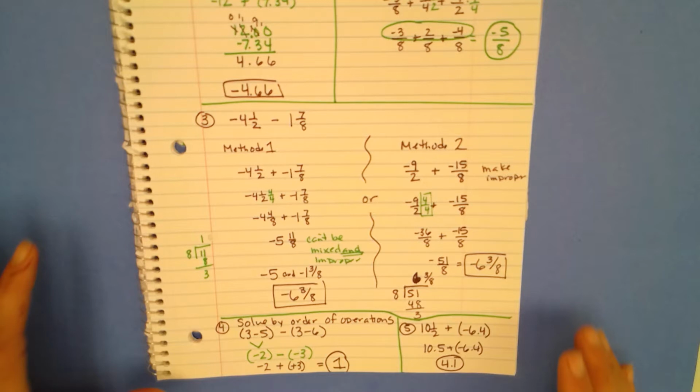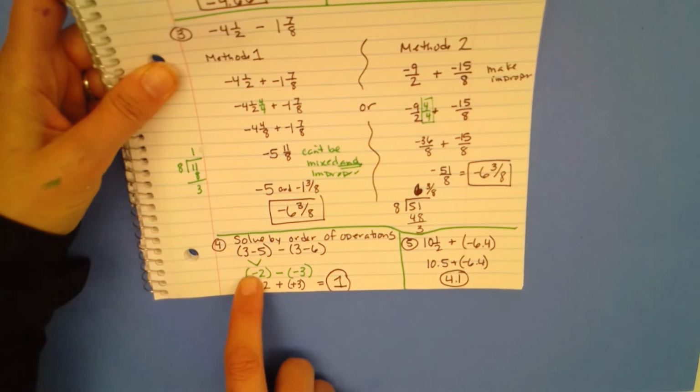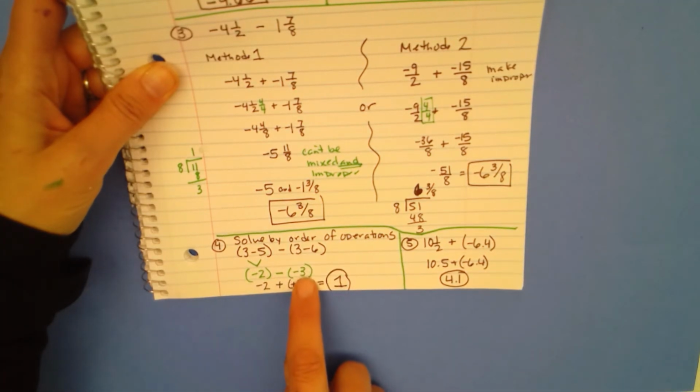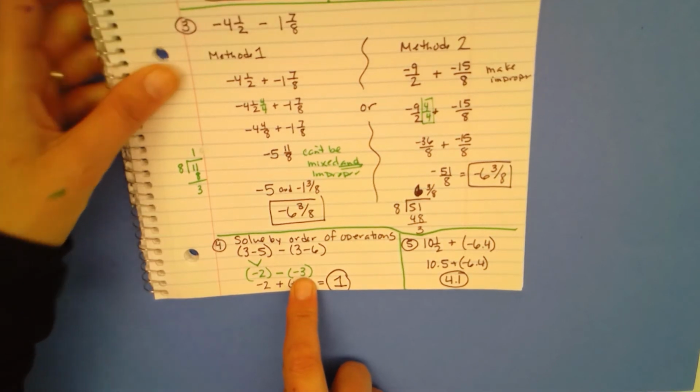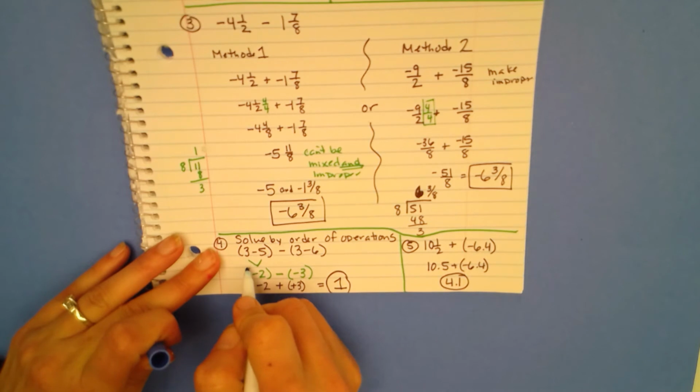Last up on tonight's homework, you'll see some order of operations problems. You're going to add those together. This is going to give you -2. You're going to add those together. That's going to give you -3. I didn't really show my intermediate step here. I probably should have. I apologize about that.